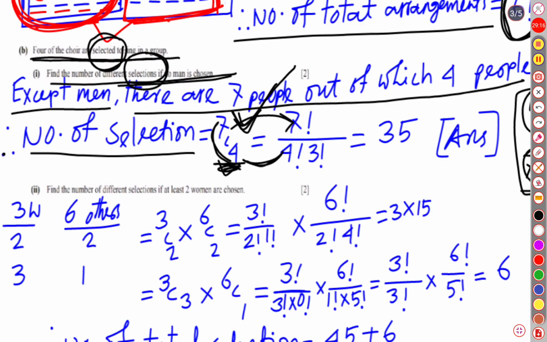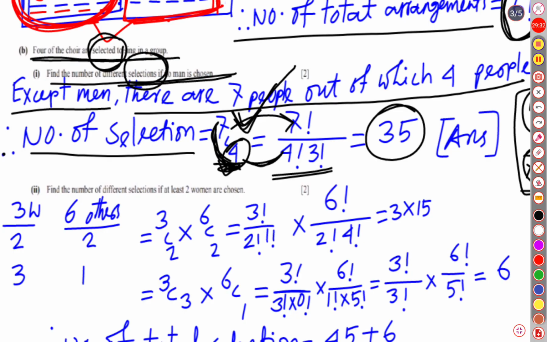Remember, in case of combination you subtract the chosen quantity from the total quantity, and the chosen quantity should also be written. So 7 factorial over 4 factorial into 3 factorial is actually 35. So our answer is 35.